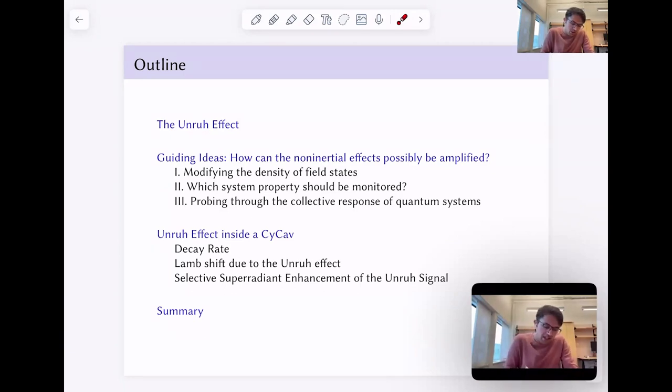And then I'll talk about applying these three observations in a concrete setup for the Unruh effect inside a cylindrical cavity. In this setup, we'll talk about the decay rate and the Lamb shift due to the Unruh effect, and then we'll talk about the selective superradiant enhancement of the Unruh signal, and then I'll summarize the talk.